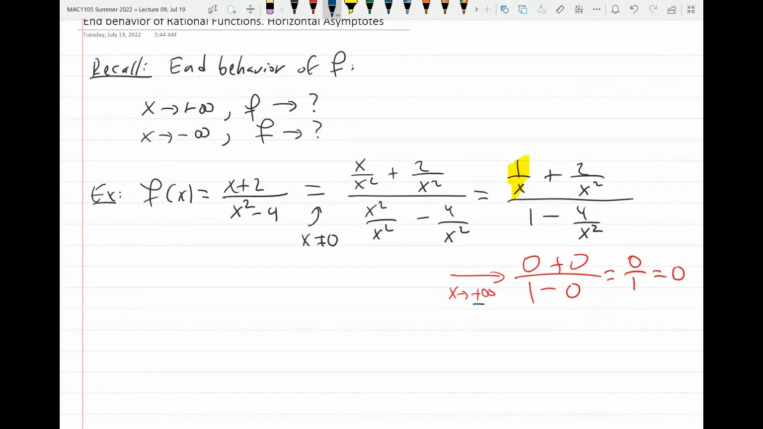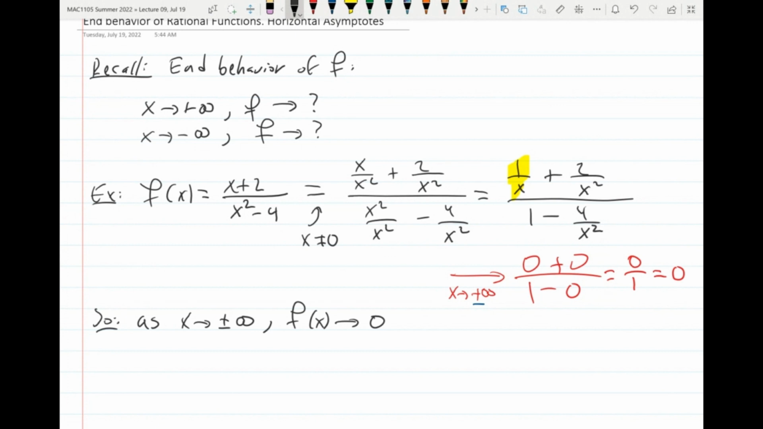And I want you to see that even if you would have done x approaches negative infinity, the same outcome will happen, right? If this goes to negative infinity, it will also go to 0, but with negative numbers instead of positive, but that's okay, it also goes to 0. This goes to 0, and this goes to 0, okay? So the same thing is going to happen. So we can see from here that as x approaches positive or negative infinity, the values of the function approach 0.